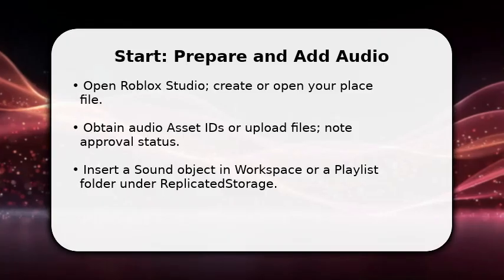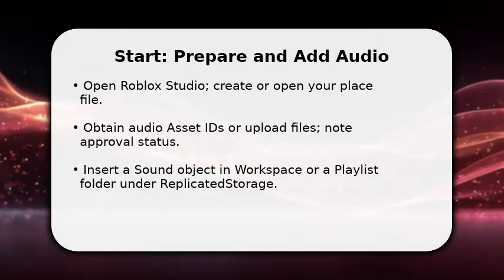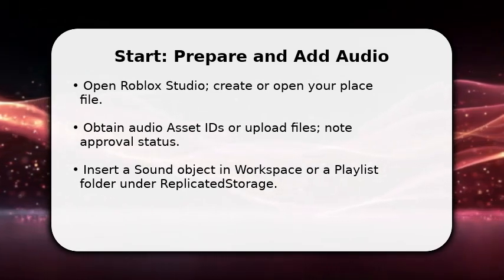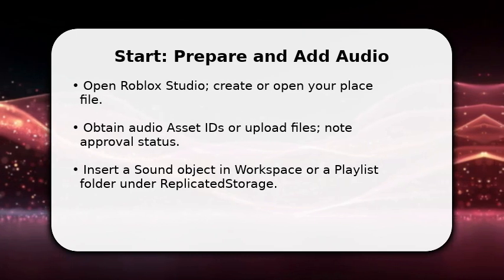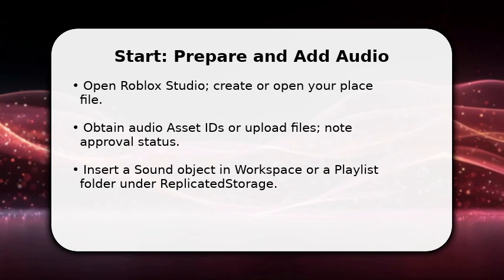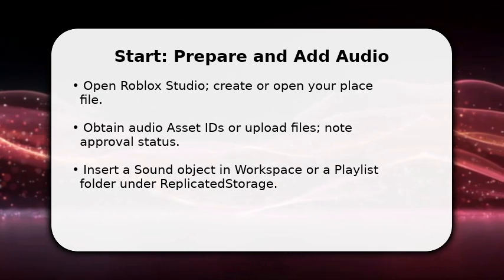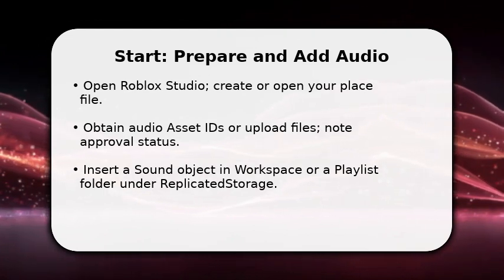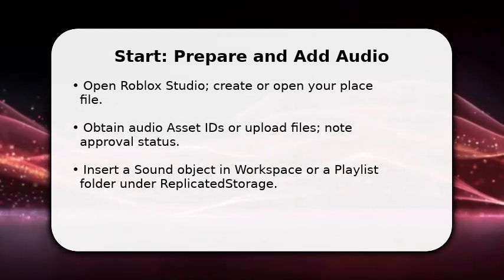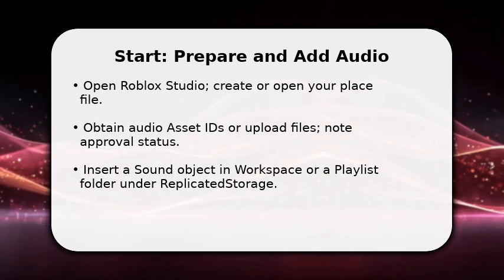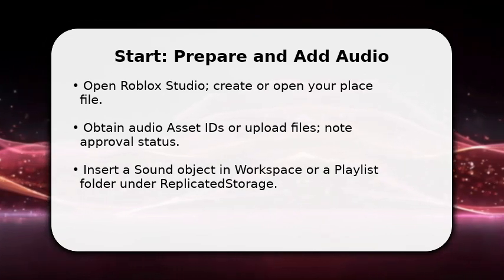Enjoy the video. You begin by adding your audio assets and a place to control them. You already have Studio open, so insert sound objects into a playlist folder under Replicated Storage or Workspace. Name them clearly. Make sure each track uses its asset ID and that the audio is uploaded and approved. Once done, set basic properties like volume and looped equals false so tracks advance. This first pass gets your files organized and ready for scripting control.